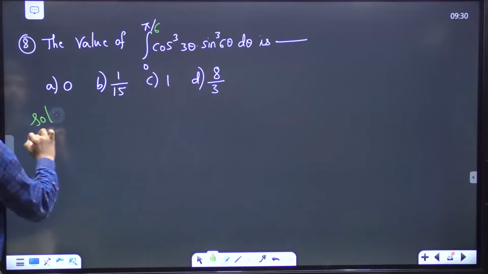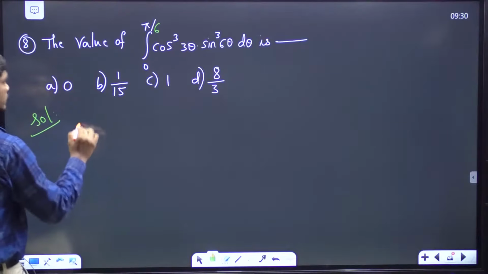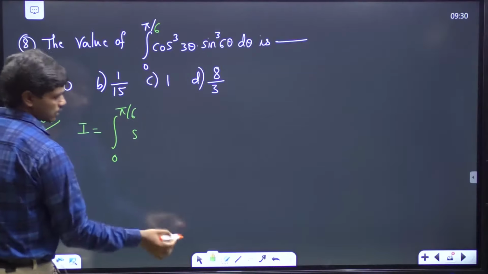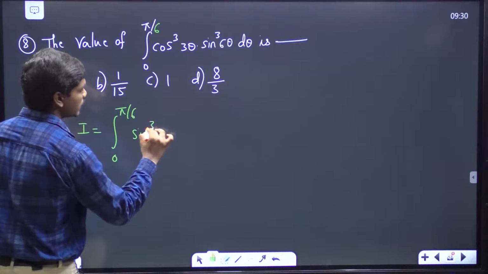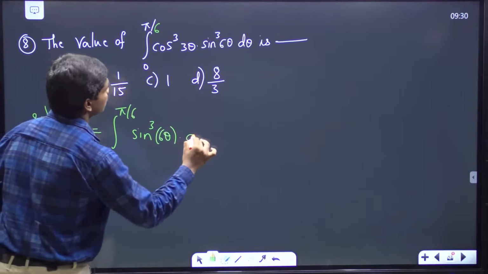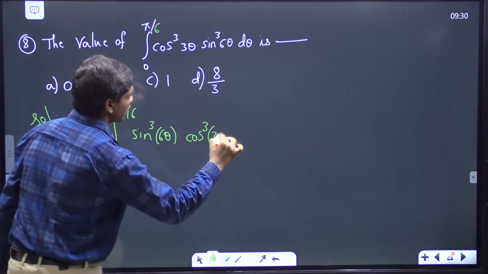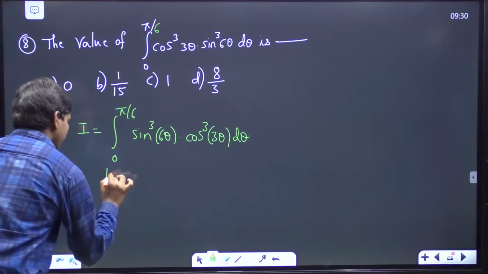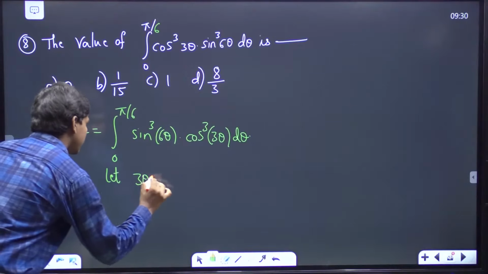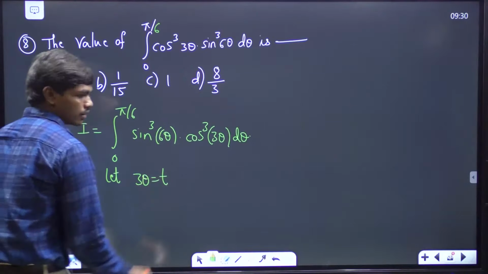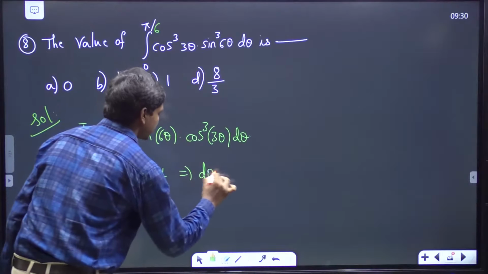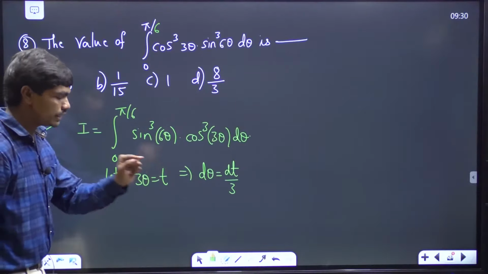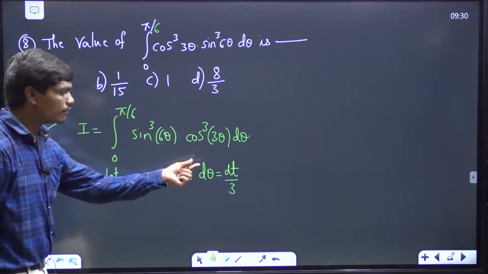Solution. Now, what's the integration that you have? I is equal to integral 0 to pi by 6 sin cube 6 theta into cos cube 3 theta d theta. Correct? Now you know one thing. Let 3 theta be equal to t. Okay, then what does this imply? d theta is equal to dt by 3, because 3 times d theta will give you dt.